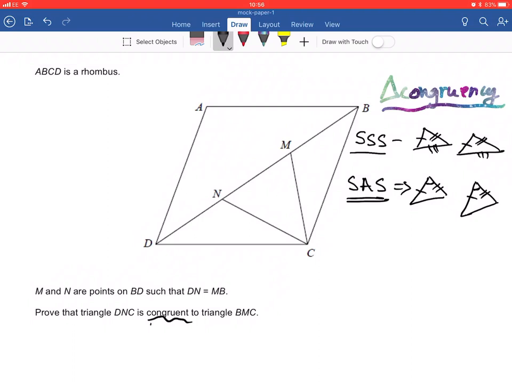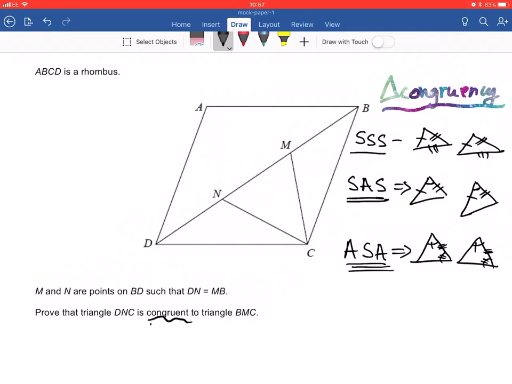And the last one I want to talk about is angle, side, angle. And let's see how that looks. Okay, I've got my triangles. So I've got two angles and the side in between them. So if I can prove this angle is equal to that angle, and that angle is equal to that angle, and the side in between them is equal in both triangles, then I've proved angle, side, angle. Okay, so this is congruency.